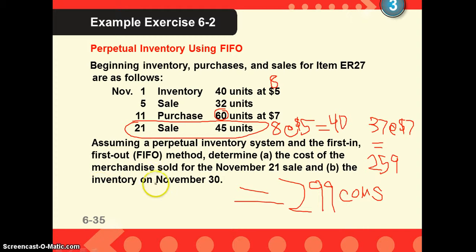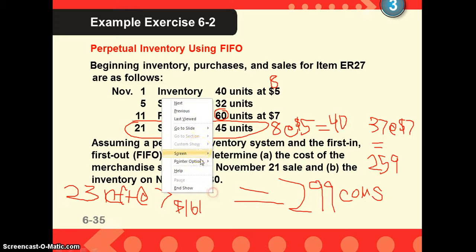The inventory on November 30th, we need to figure out the value for that. So if we sold 37 of these 60 units, we subtract those out, we have 23 units left. 23 units left at the $7. Multiplying that out, the value is 161.